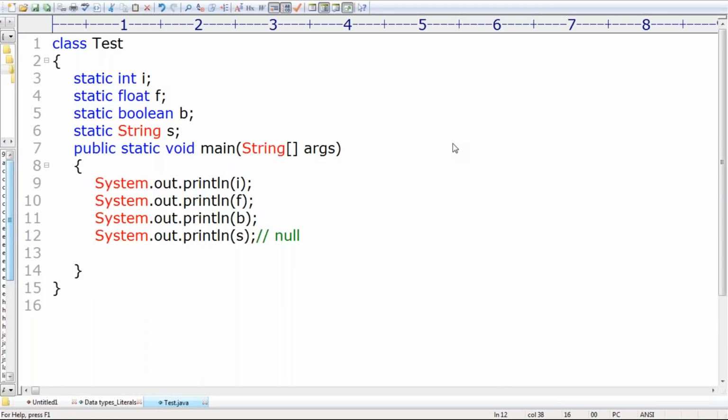Char data type default value is a space. Default value is 0. 0 number represents a space. For char, what is the default value? Space. Blank space. You're never going to get anything.